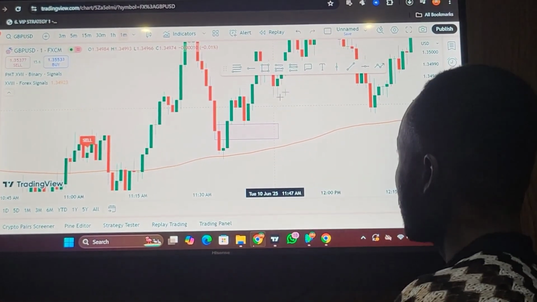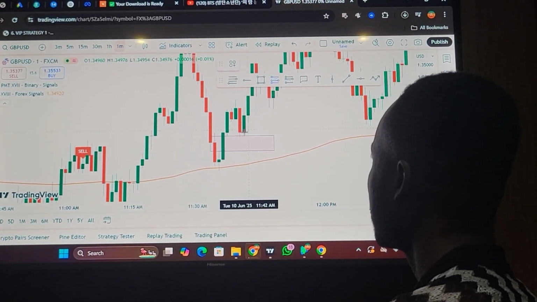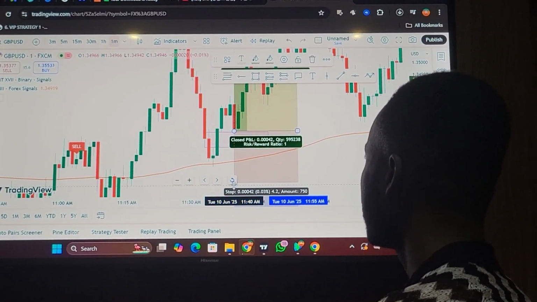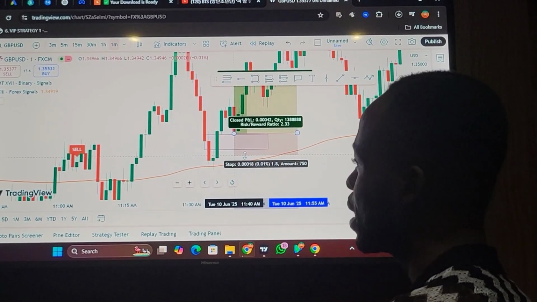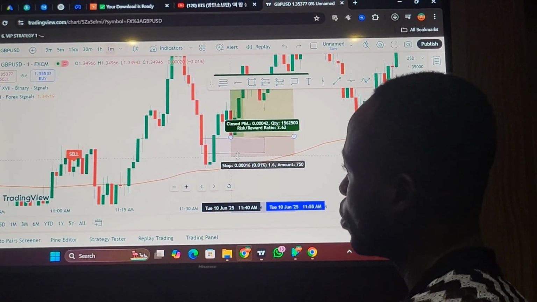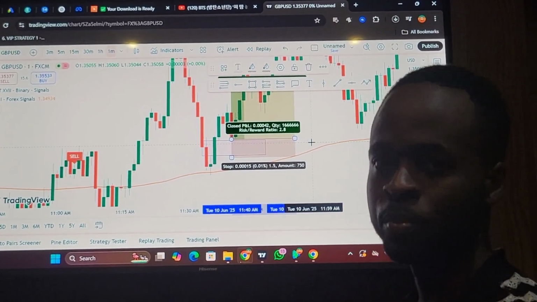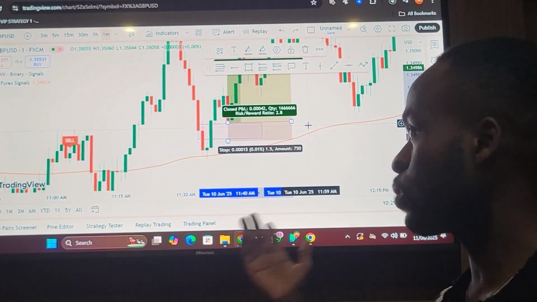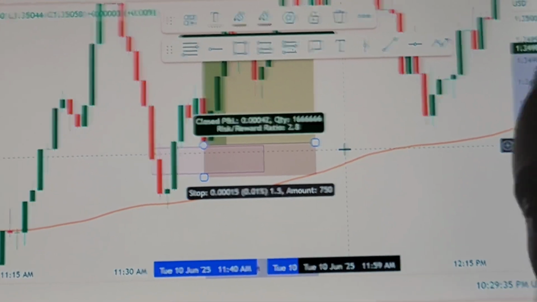So now, this is where I'll take my entry right here, and I'll be going for a buy at this point. And then my stop loss will be slightly below that FVG box, which is down here. Simple, guys. Tell me, is this not so simple? Why do people lose money? I just don't understand. Greed.